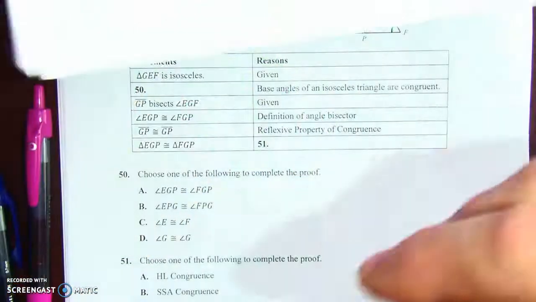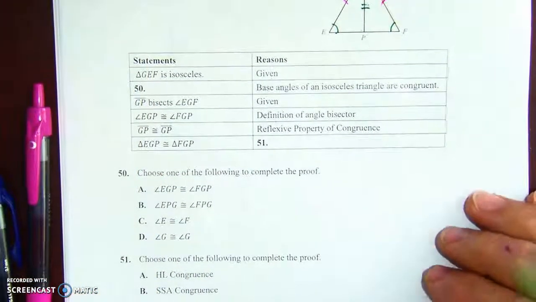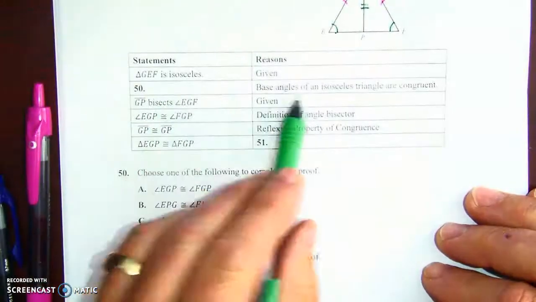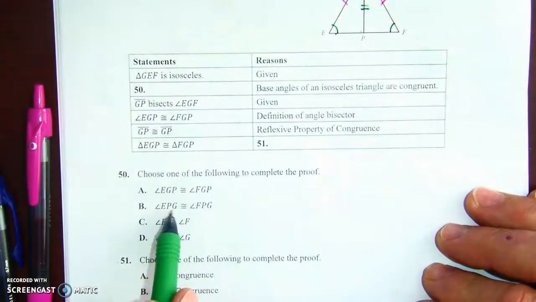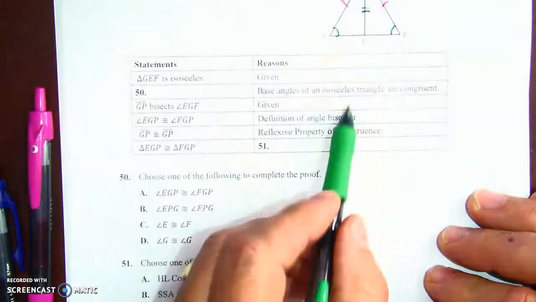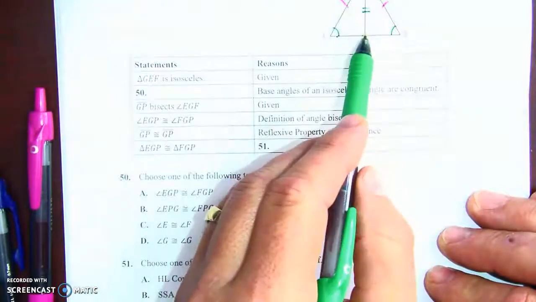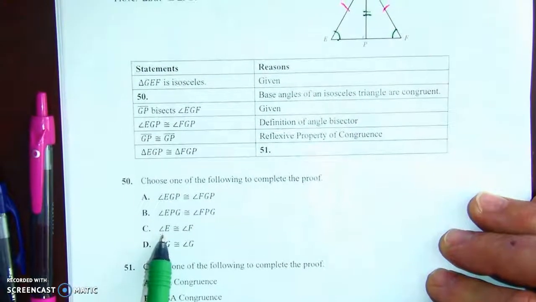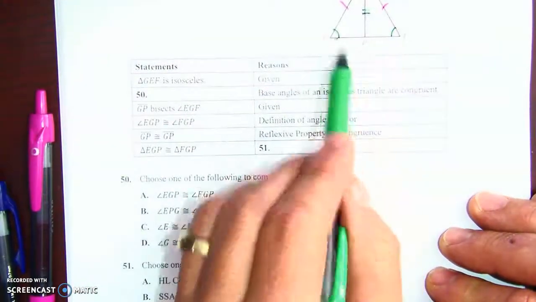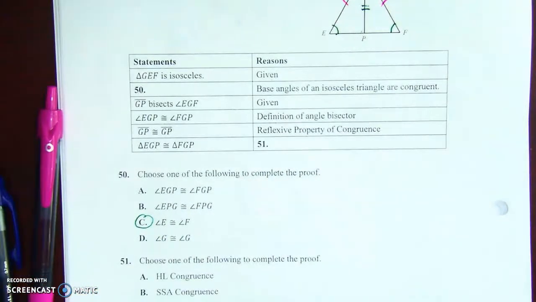Let me look at my notes, see what we have to say. That doesn't really match us because that has to do with the bisecting part of it, not necessarily a base angle of an isosceles triangle. So let's look at the next one. EPG and FPG. That has nothing to do with anything as far as what we bisected. We didn't cut this in half. So it says angle E is congruent to angle F. We got that marked. So guess what? Answer number 50 is angle E is congruent to angle F.